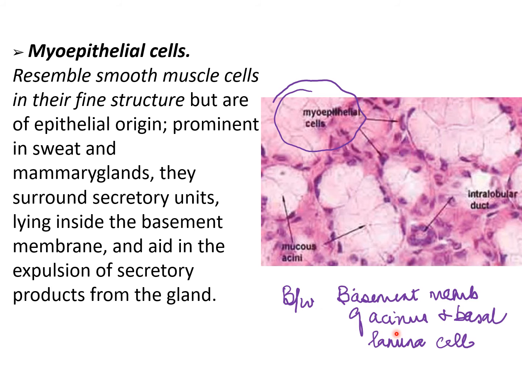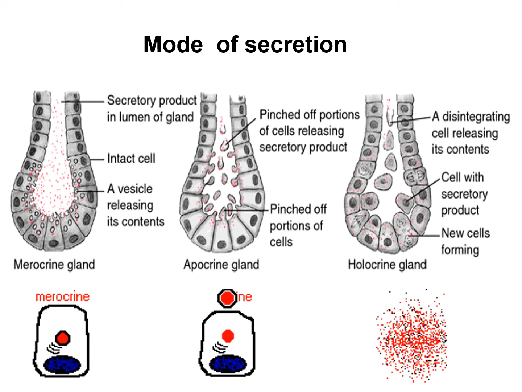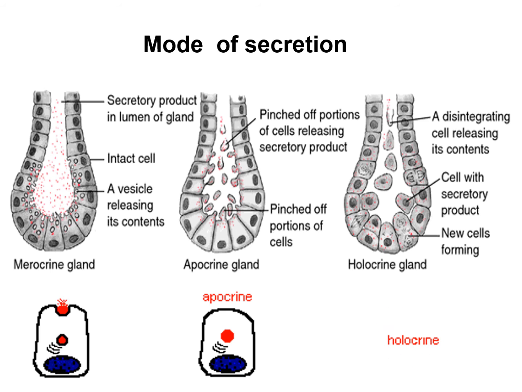And where is it present? Between the basement membrane of the acinus and the basal lamina of the cell. Now, till now, we've seen that the secretions which have to be released by the cell are present in the form of vesicles within the apical portion of the cell.